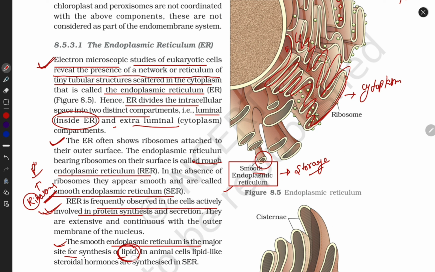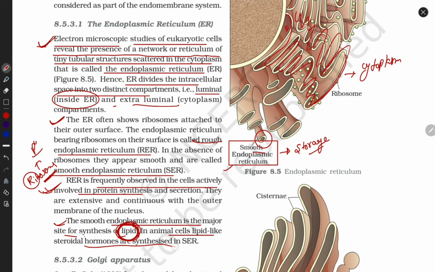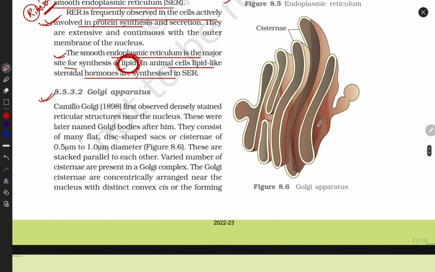You know our plasma membrane is made of a phospholipid bilayer. In animals, lipids like steroid hormones are synthesized in the SER. They synthesize lipids and some steroid hormones. Clear guys? Very clear. Now let's talk about the Golgi apparatus.